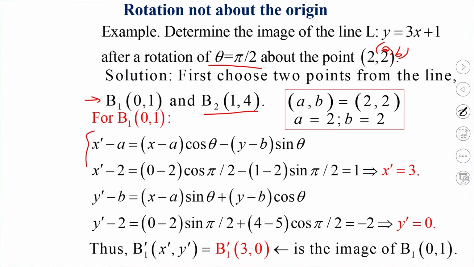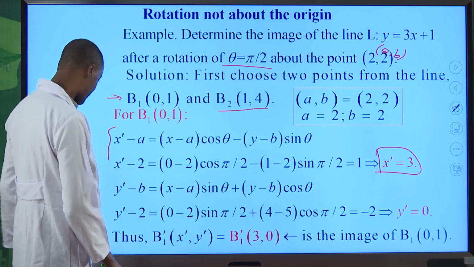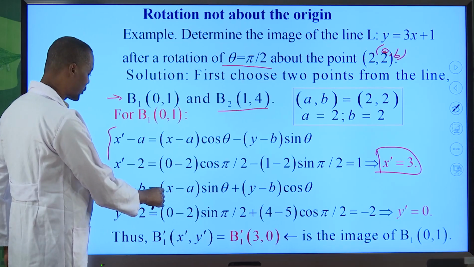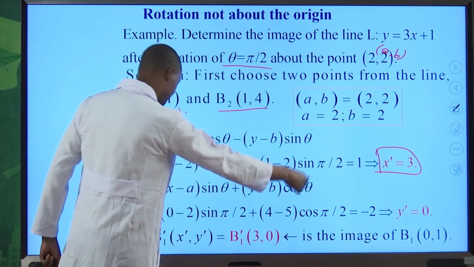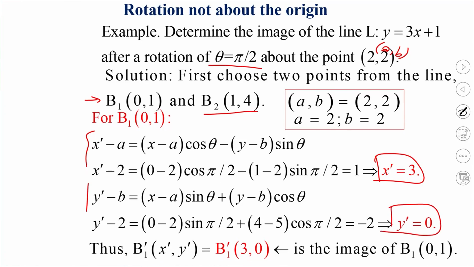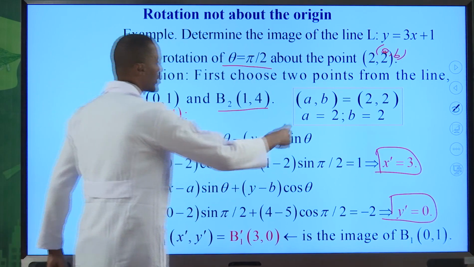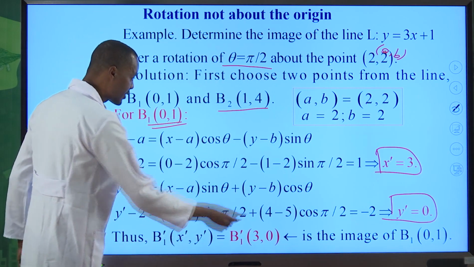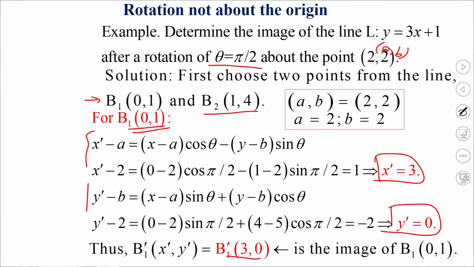With direct substitution of numbers, I will get x prime to be equal to 3. Similarly, for y prime minus b is equal to (x minus a) sine theta plus (y minus b) cosine of theta. With direct substitutions, you will get y prime to be equal to 0. These are simply direct substitutions. So it turns out that after making this rotation of this point (0, 1) about the given center of coordinates, that is (2, 2) in this case, I will get a new point that is (3, 0), which is this one.